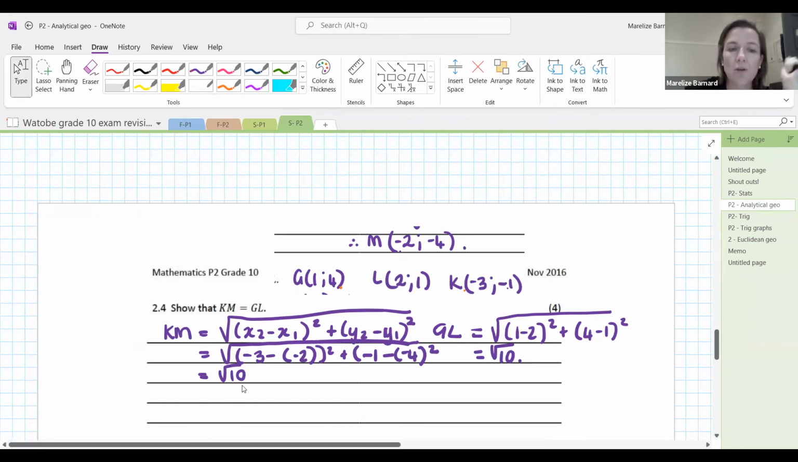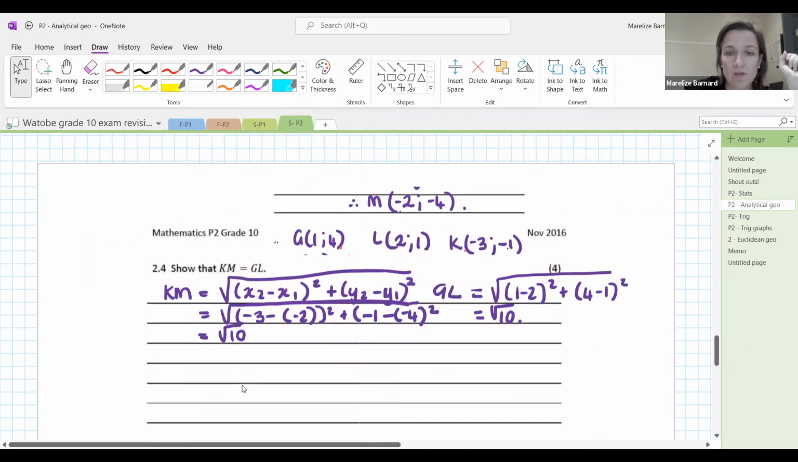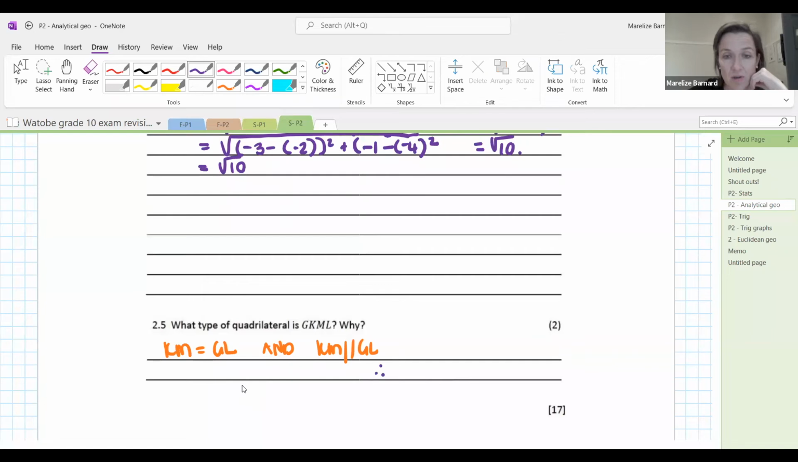Right. So we've got Km and GL, and they're equal in distance or in length. So that's actually this last question. It asks what type of quadrilateral is GKML and why? If you look at it, we've got Km equal to GL and Km parallel to GL. So this is actually a parallelogram, because one pair of opposite sides is parallel and equal.